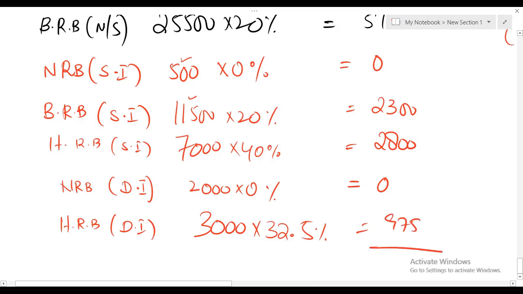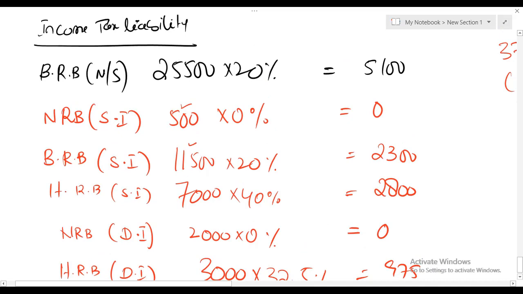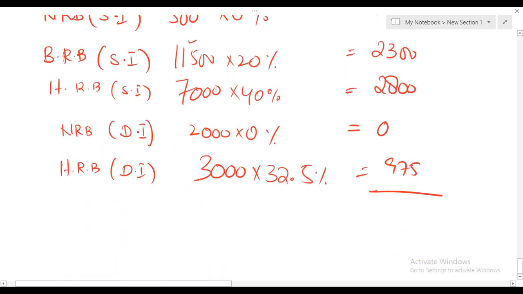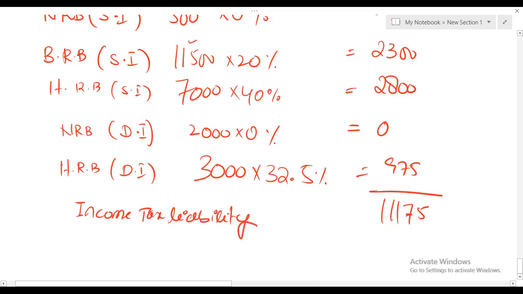Just add them all. So you will get income tax liability 5,100 plus 2,300 plus 2,800 plus 975. 11,175. This is your income tax liability. Your income tax liability is 11,175. But this is not your final liability. Why?